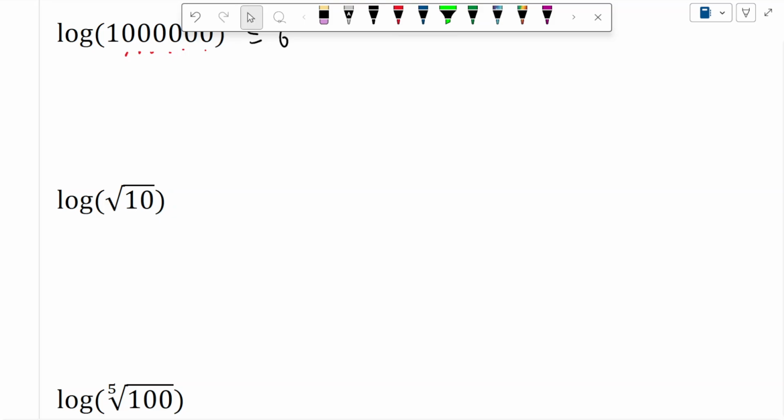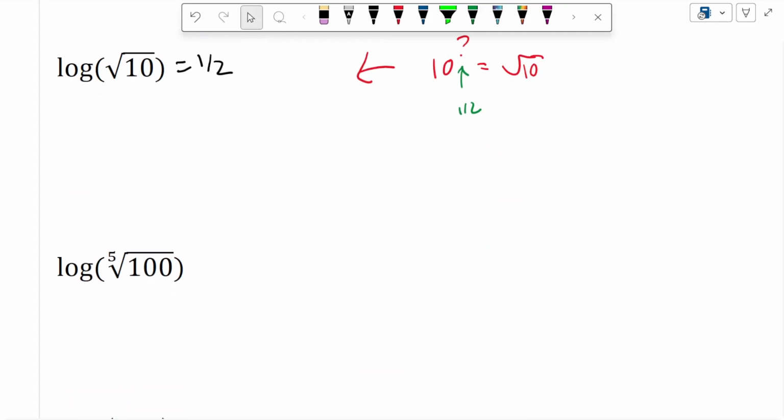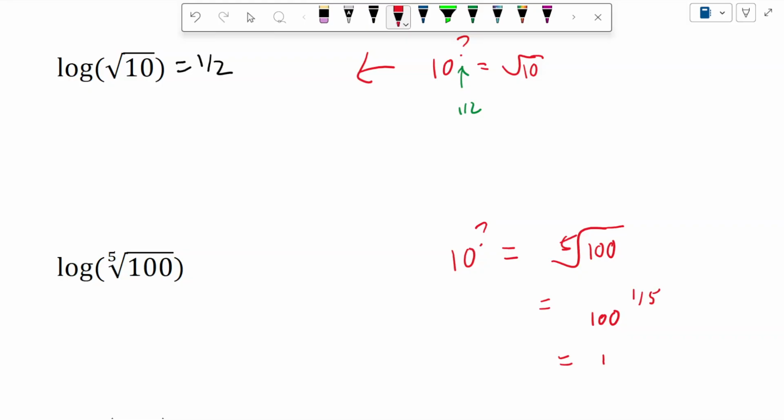Log of root 10. This would be asking us, 10 to the power of what is root 10? And if you're comfortable with your index laws, that number is a half. And log of the fifth root of 100. So this would be 10 to the power of what is the fifth root of 100? Now I can write this as 100 to the power of 1/5, and 100 is 10 squared. So this just becomes 10 to the power of 2/5. So the answer there is 2/5.